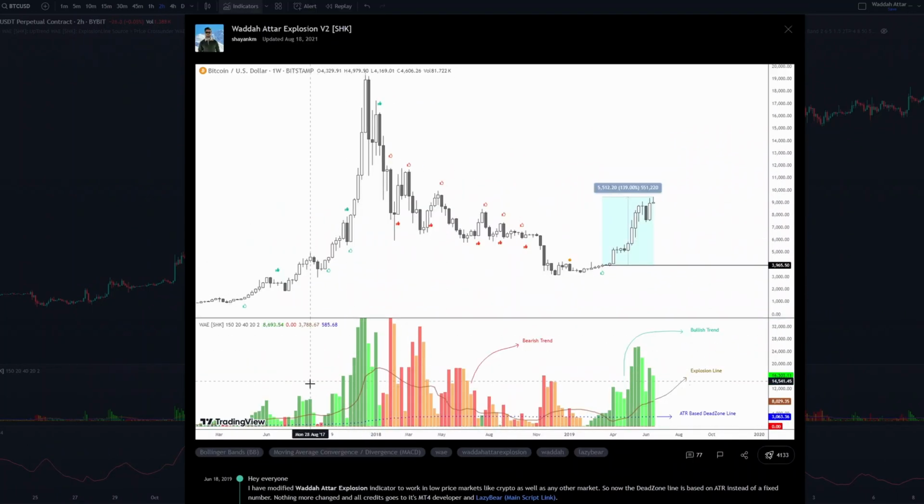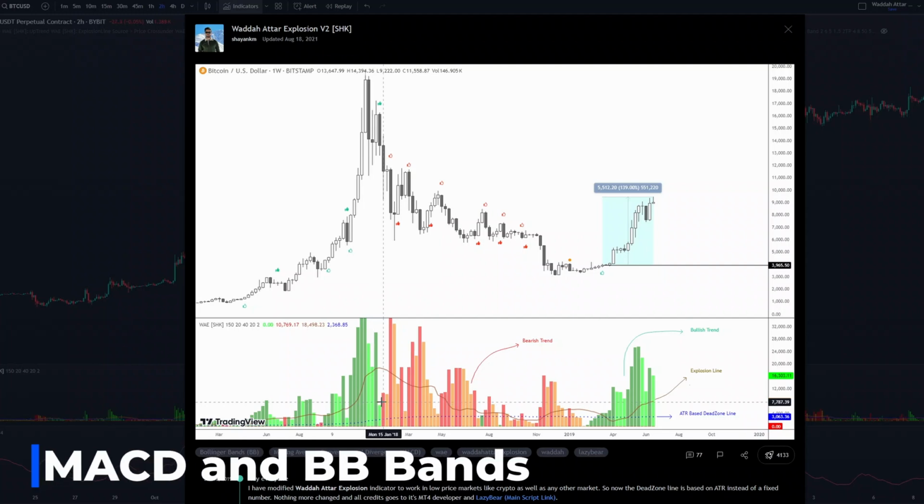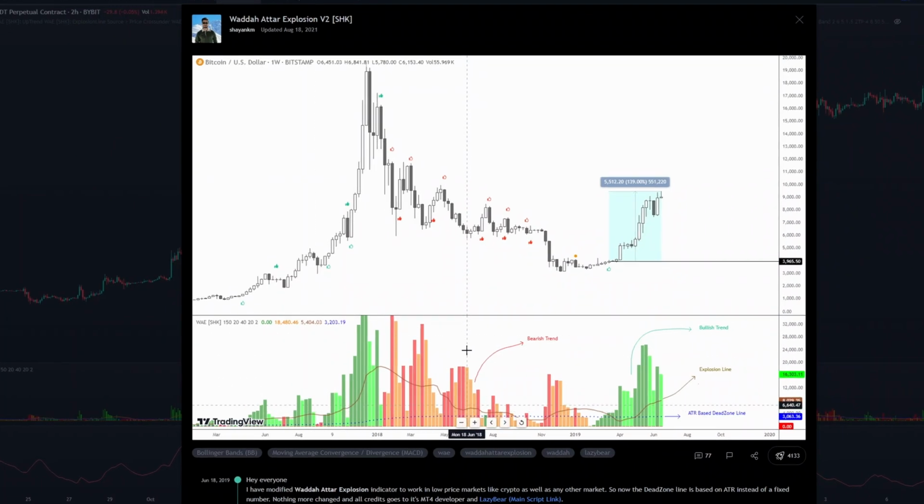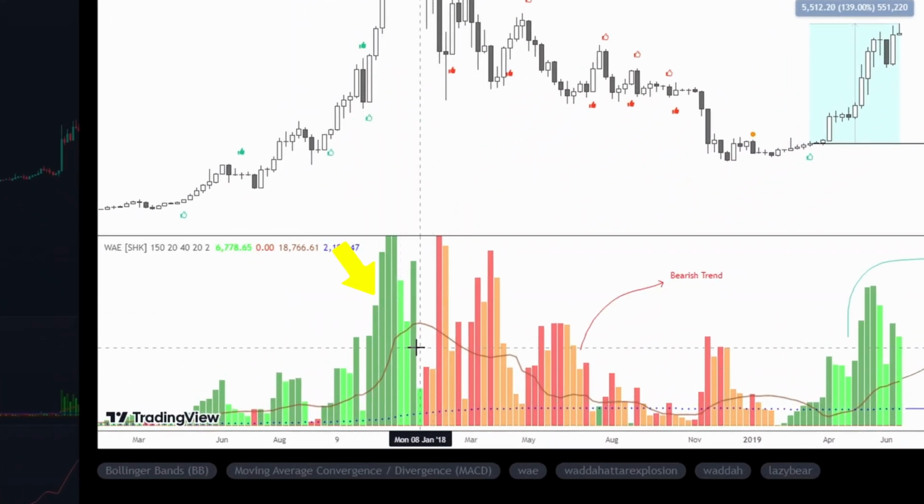The WADA ATR Explosion is basically built on the MACD and Bollinger Bands and measures the volatility of the price, as well as the trend direction. The indicator is made up of three elements: the histogram bars, the explosion line, and the dead zone line. Let's see some examples on the chart.